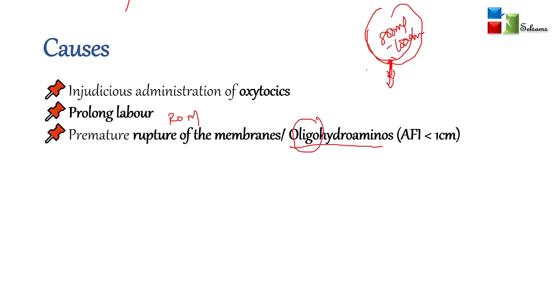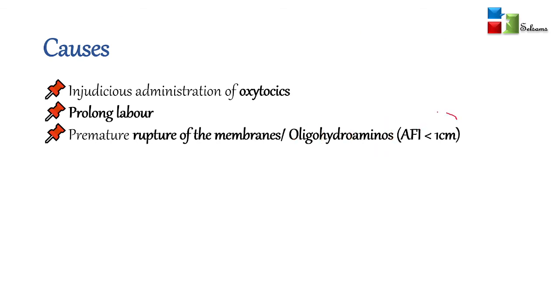Oligo means it is less. It's supposed to be 800 to 1000 ml, but it is less than 300 ml. That is called oligohydramnios, reduced amniotic fluid. In this case, the amniotic fluid index is less than 1 centimeter. So how do you find this amniotic fluid index?